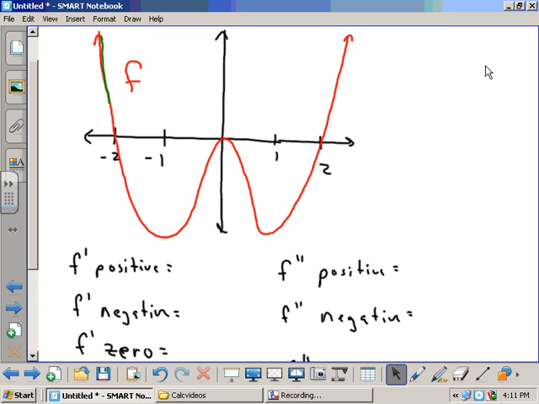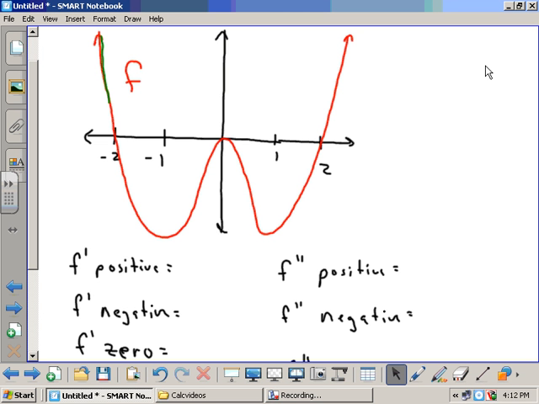Next example I want to look at is interpreting the graph of f. Given the graph of f, we want to answer some questions about f prime, the first derivative, and f double prime, the second derivative. Okay, first working with the first derivative. First derivative from f, we're going to simply be looking at slopes of the tangent. So are we increasing or are we decreasing?